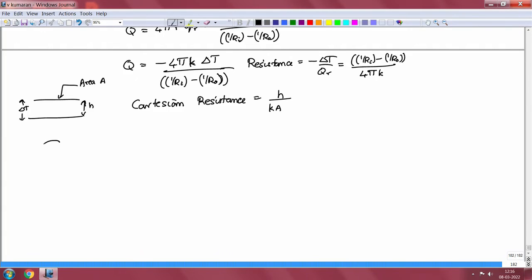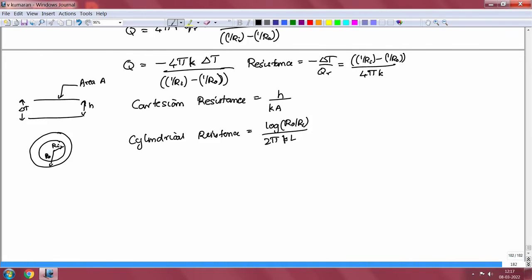If you recall, for a cylindrical coordinate system, with inner radius Ri and outer radius Ro, the cylindrical resistance was equal to log of Ro by Ri, divided by 2 pi k L, where L was the length in the direction along the axis, and Ro and Ri were the outer and inner radii. This was also the same as the ratio of the outer and inner diameters. And this is for a spherical coordinate system.